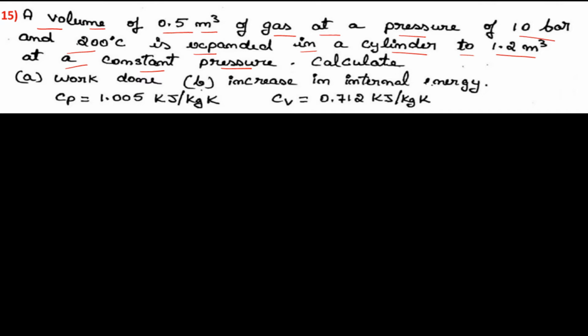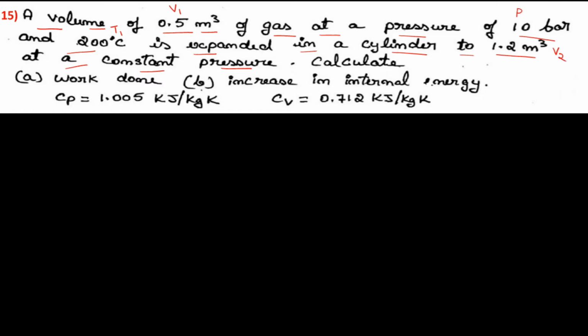Before that, let us identify what is 0.5 meter cube. This is the initial volume V1. This is the pressure which is constant, so I will write P1 is equal to P2 is equal to P here. 200 degrees centigrade is the initial temperature T1, and it is expanded in the cylinder up to the volume of 1.2 meter cube. So this becomes the final volume V2.